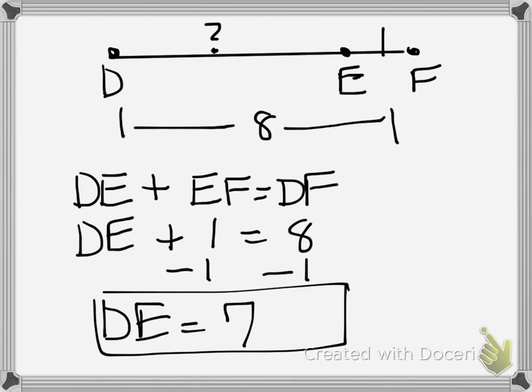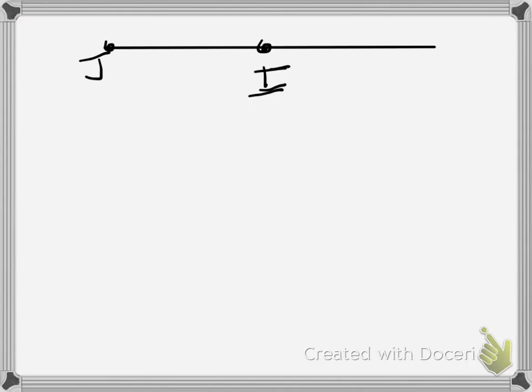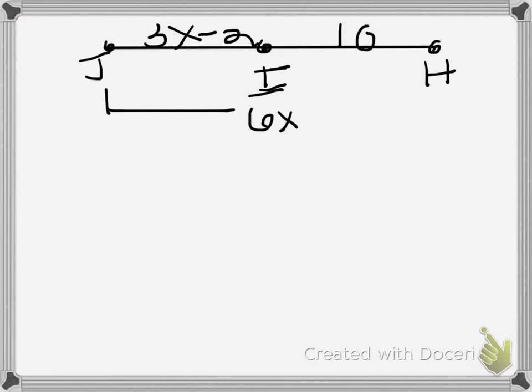All right, those are numeric examples, but let's move on and look at examples that have variables in them. So we have line segment JIH. I have J here, I have I, and I have H. All right, this JI is 3x minus 2. This is 10, and the whole thing is 6x minus 4.